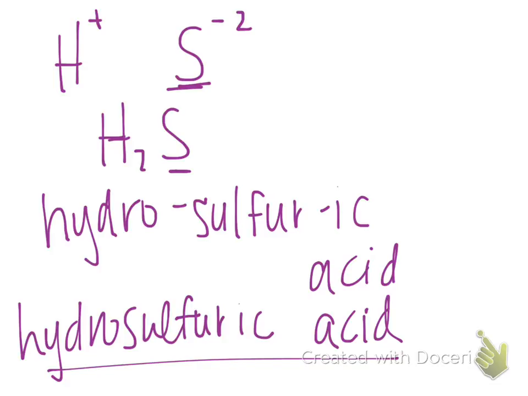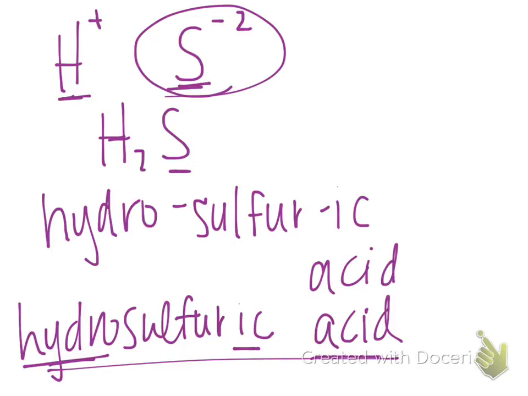The reason that we use this hydro-ic acid is because it comes from an ide anion. Okay, so the anion that gets paired with the hydrogen here is what? Sulfate, sulfide, what is it? Sulfide, right? It's just sulfur by itself. So this sulfide ion pairs with some hydrogens to form an acid. Because it came from an ide anion, we name it with hydro-ic acid, okay?